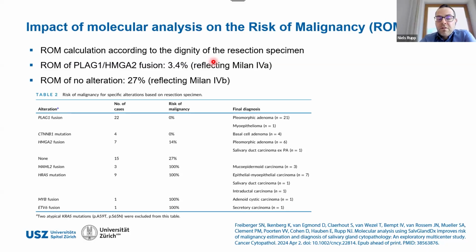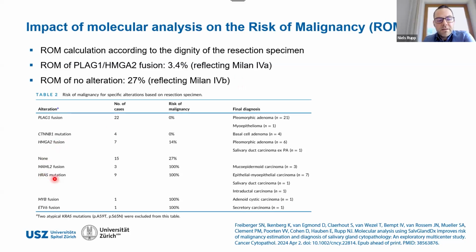So there's also always a small risk that there might be an undersampled or non-sampled, for example, carcinoma ex pleomorphic adenoma, even if there is classical chondromyxoid matrix. When there was no alteration, we had a risk of malignancy of 27%, which still reflects the risk of malignancy range in Milan 4B categories.